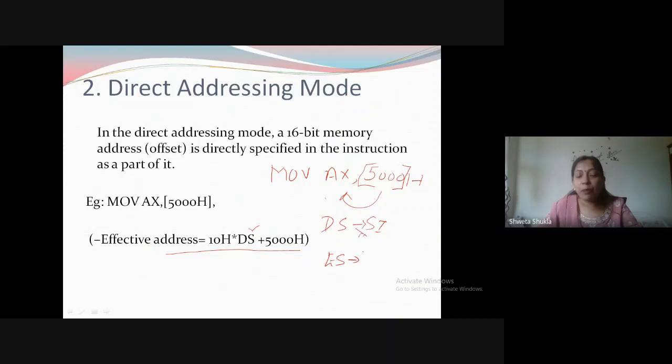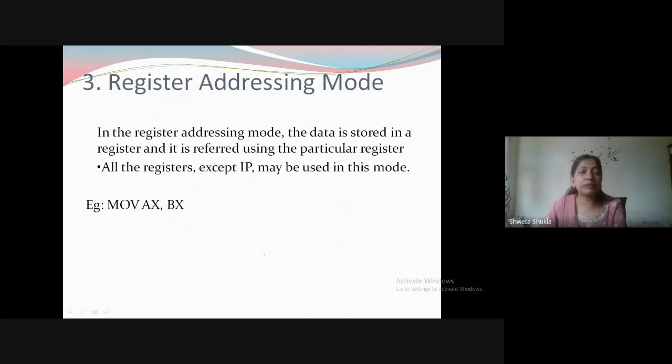Remember this. So when you are taking DS, then the next should be an offset address. The offset address you got from here, which is saved in the AX register, is multiplied by 10 to get the effective address.